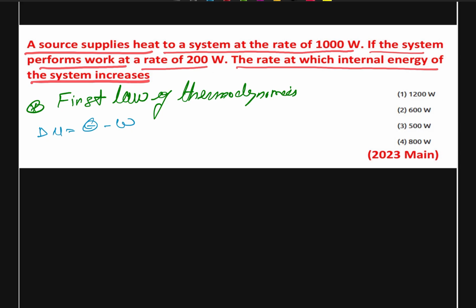And here Q is the heat added, which is given to us as 1000, or we can say rate of heat added is 1000. So we can just modify this as delta U by delta T equals delta Q by delta T minus delta W by delta T, that is 1000 minus 200, which gives us 800 watts. So we have option number 4 is correct.